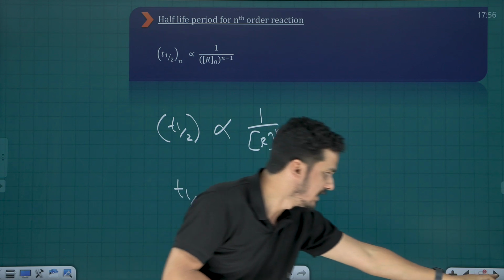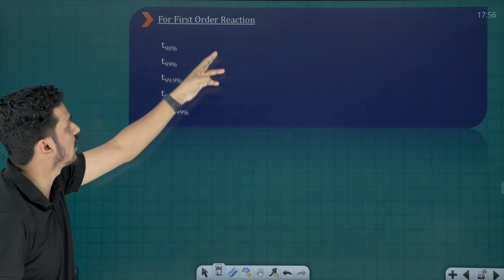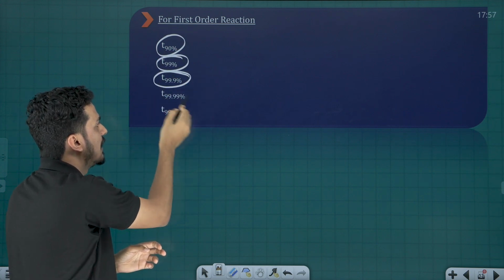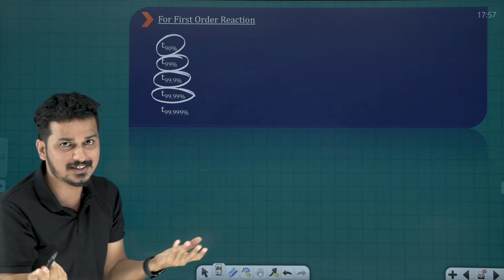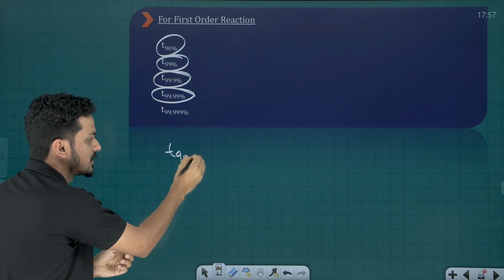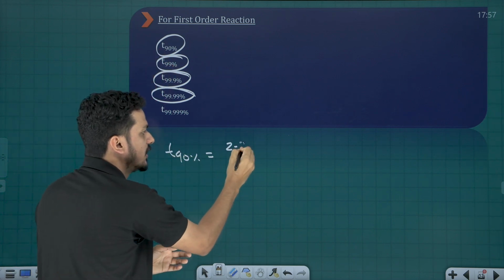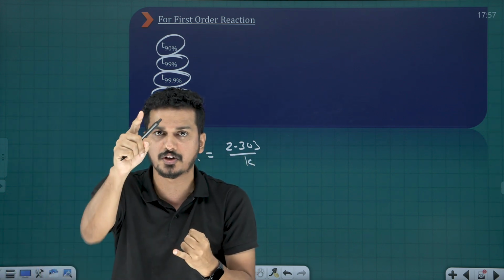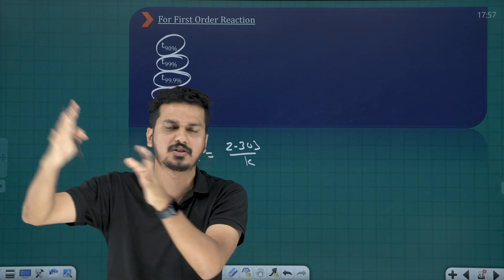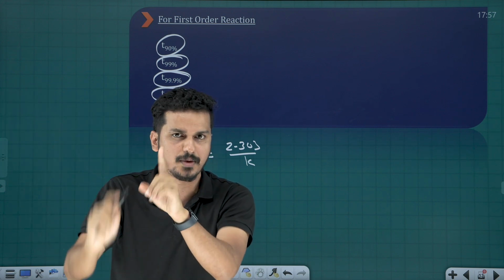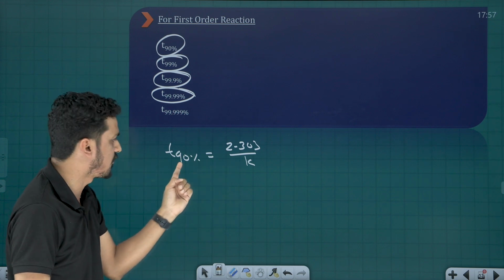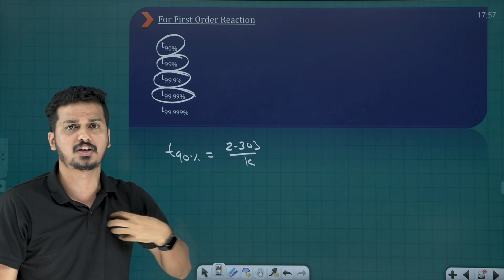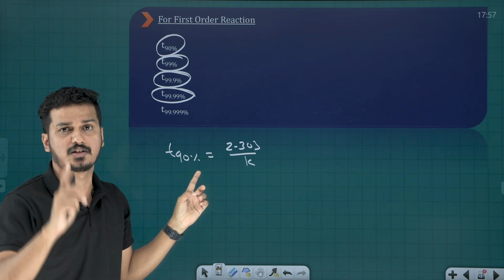Fine, ready? Yes. We have to move to the next idea here. For first order reaction, you have to remember what is T90, what is T99, what is T99.9, what is T99.99. A very easy idea is there. T90 percent is actually 2.303 by K. You have the integrated rate law equation, 2.303 by K into log R0 by R. That log R0 by R will become 1, so only 2.303 by K will be there for T90 percent. Whenever you see 2.303 by K, you have to keep in mind that it is T90 percent for first order reaction.